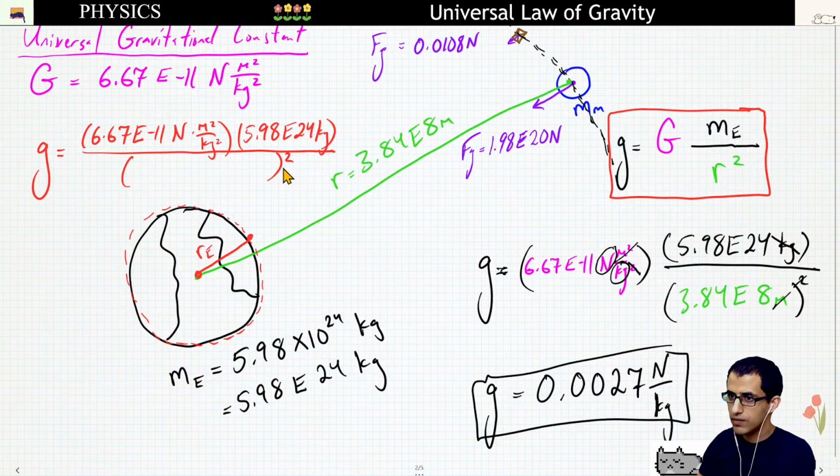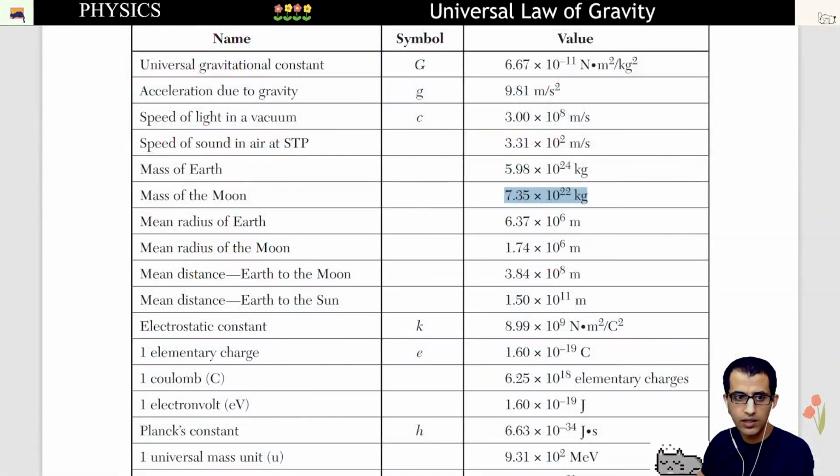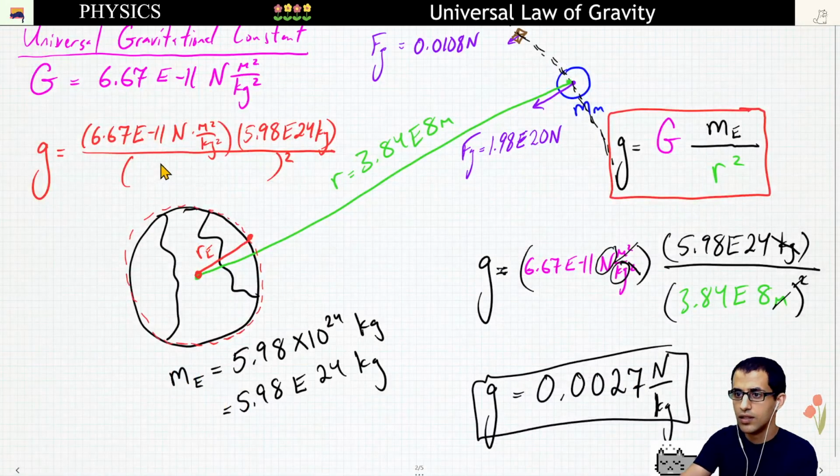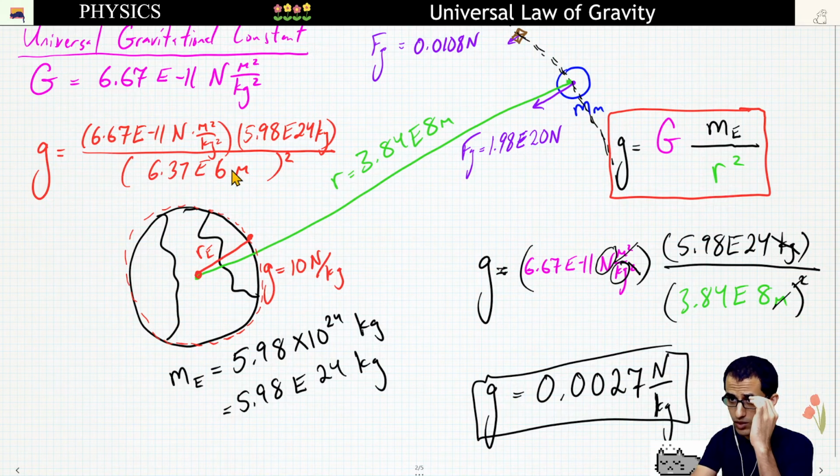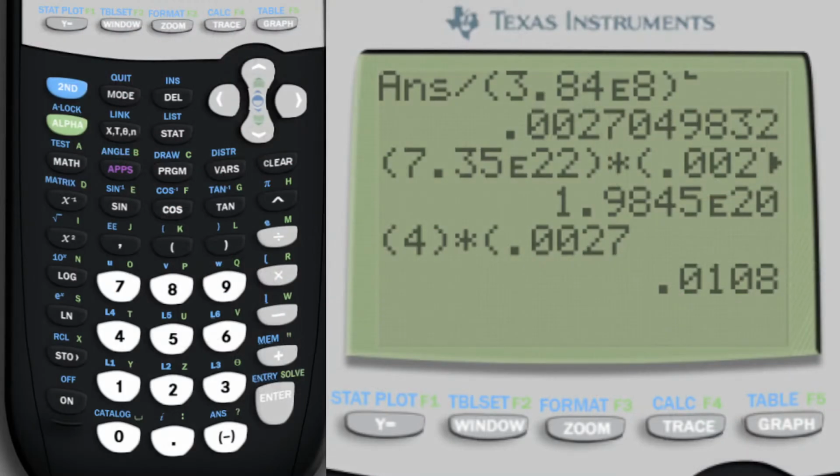The radius of the Earth, we saw here, the average radius of the Earth, is 6.37 times 10 to the 6 meters. And again, we're familiar with this value. We know that this number should be approximately 10 newtons per kilogram, or something close to 9.8 or 10 newtons per kilogram. So let's do this calculation. I'm going to go to my calculator and do this quickly.